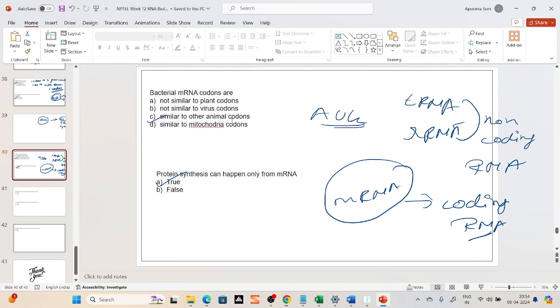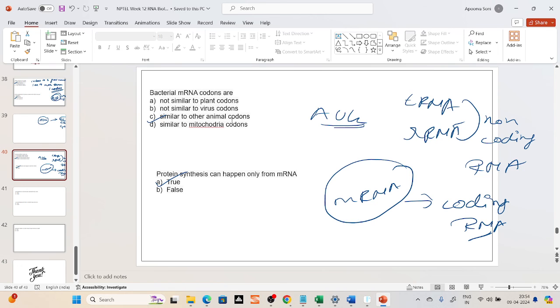Yes, ma'am. Okay. So, I don't know how much you have gone through, but if you study translation, there is always a comparison between bacterial translation and eukaryotic translation, specifically animal translation. Not only translation, whether we are studying replication or transcription, we always study two types: prokaryotic and eukaryotic. Translation, prokaryotic, eukaryotic.